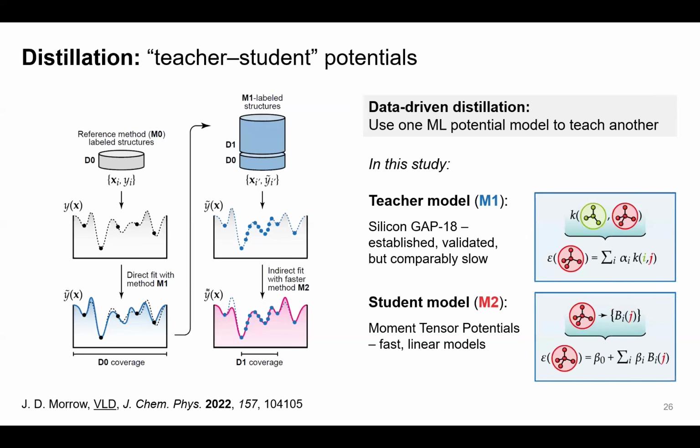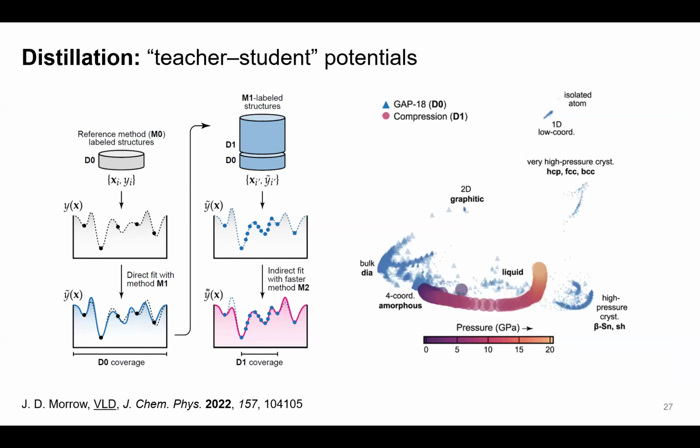And so we said, well, can we distill this into a different type of method? In this case, moment tensor potentials that are much faster to run. And we're not trying to cover, as I said, the entire configuration space. So you see in blue here, these symbols are an embedding of the training data set of silicon GAP-18.